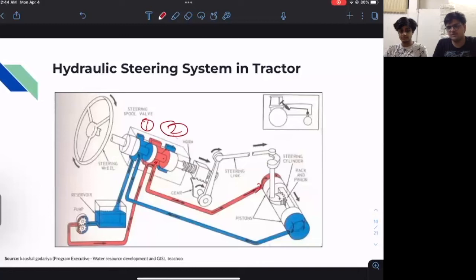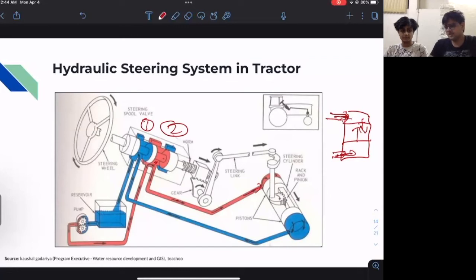What happens is when we rotate the steering wheel in any direction, the corresponding fluid flows into the steering cylinder. In the steering cylinder, we have a piston which is connected in turn to the pitman shaft. This inlet is for fluid 1 and this inlet is for fluid 2. If we want to move the piston in this direction, we will use this inlet to pump in the fluid. And if we want to move the piston in the opposite direction, which is the normal direction, then we will push in the fluid from this inlet.